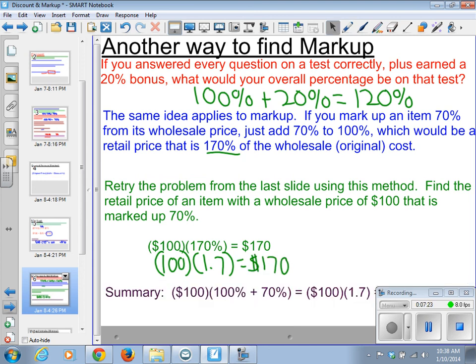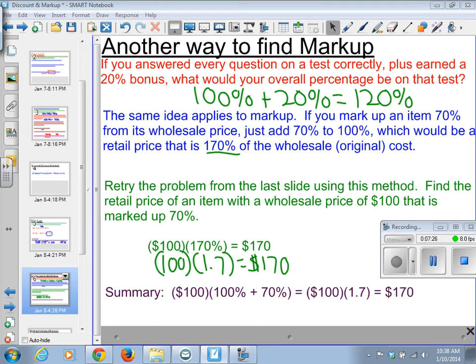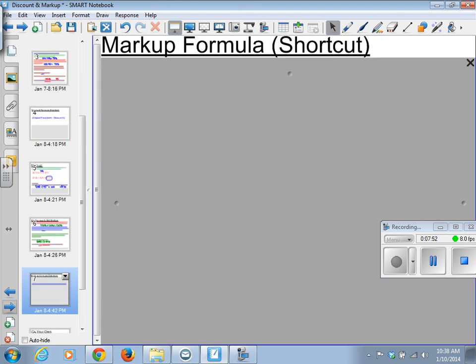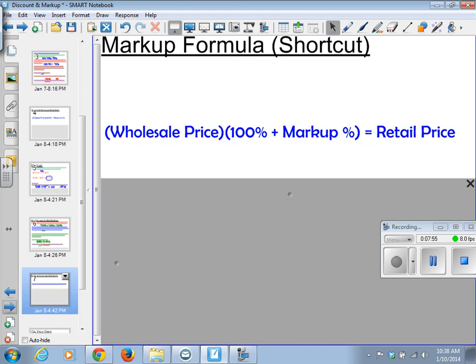So there's our summary of what we did. We have the wholesale cost times 100% plus the markup percent. That's $100 times 1 7/10, $170. Shortcut, easy to add to 100% mentally. So to summarize our markup formula, take the wholesale price times 100% plus the markup percent equals the retail price.